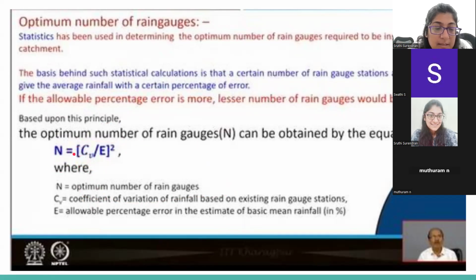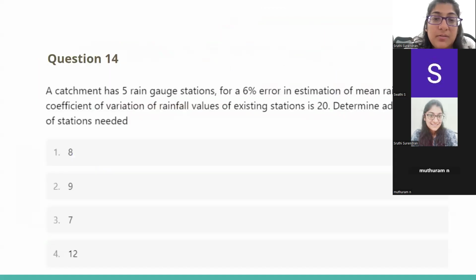This term means the coefficient of variation of rainfall based on whatever existing rain gauge stations data that we have. E is the percentage of error that is allowed when estimating the mean rainfall. So if we have these two quantities, we can know what is the optimum number of rain gauges that is required for a particular area. So CV is the coefficient of variation, E is the percentage error that is allowed, N is the optimum rain gauges. So please do this problem and put in your answers.